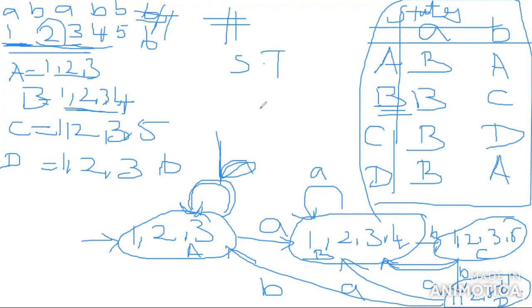So the last step: how to convert for the root node? After constructing the syntax tree, the first position of C1 is the root node, so it is marked as capital A. In that capital A, we have two input symbols: one is a, another one is b.